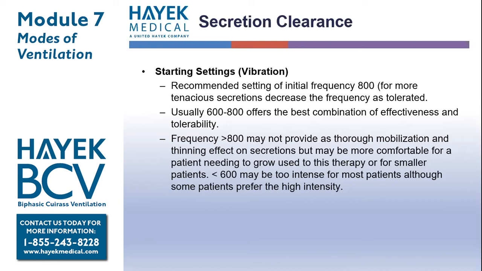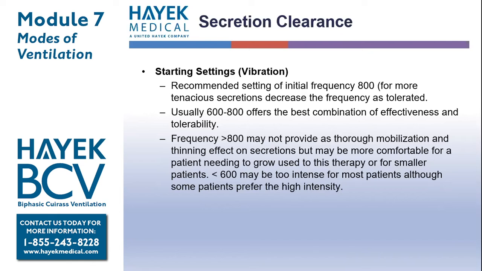Secretion clearance starting settings, vibration. Recommended setting of initial frequency of 800. For more tenacious secretions, decrease the frequency as tolerated. Usually 600 to 800 offers the best combination of effectiveness and tolerability.